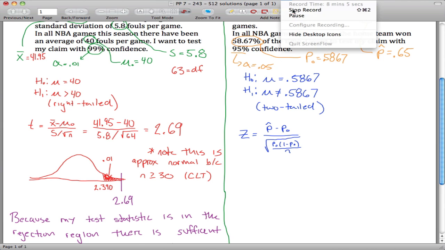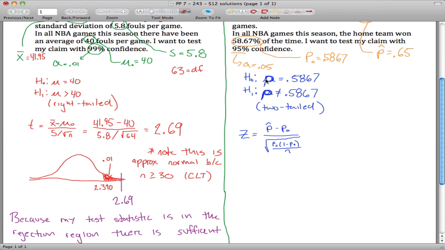Shoot. There you go, I fixed this. It's supposed to be p, not mu in here because we're talking about proportions. So I fixed my null and alternative hypothesis. Anyway, down here we're assuming that our null hypothesis is correct. So we're assuming that p equals 0.5867. So since ideally we'd use p in this formula and we're assuming that p is equal to p naught, you write p naught down here.